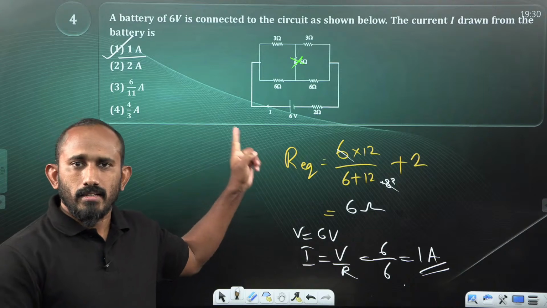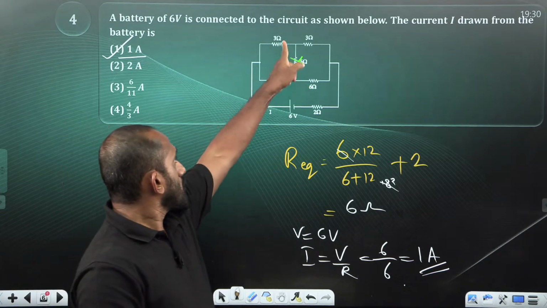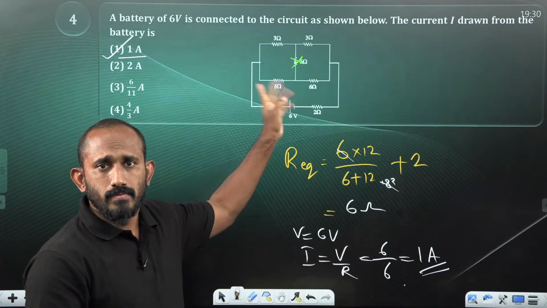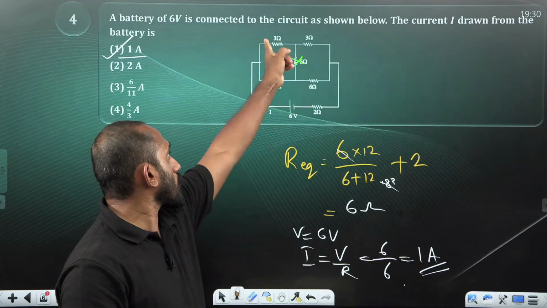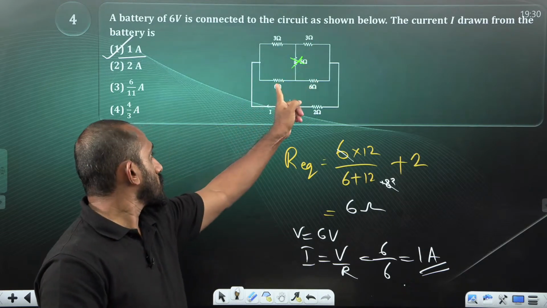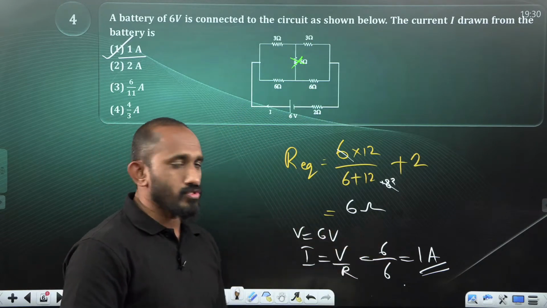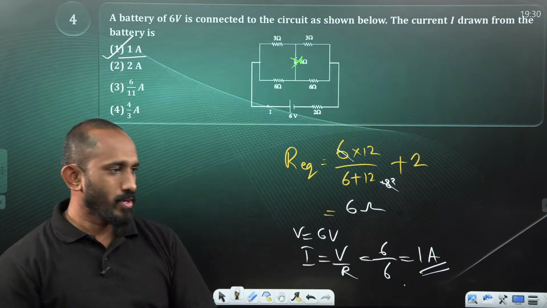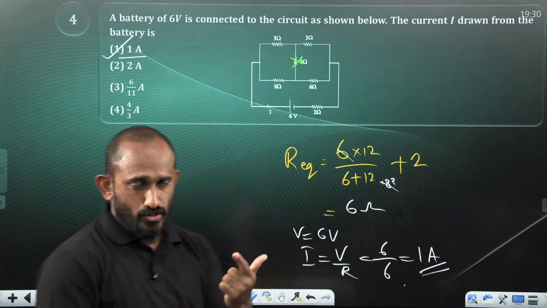So it's a Wheatstone's bridge combination. Check the ratio of the arms, then you can neglect the 5 ohm. 3 plus 3 is 6 ohm, 6 plus 6 is 12 ohm. Wheatstone's bridge concept. Hope you got it. Yes, let's go to the next question.